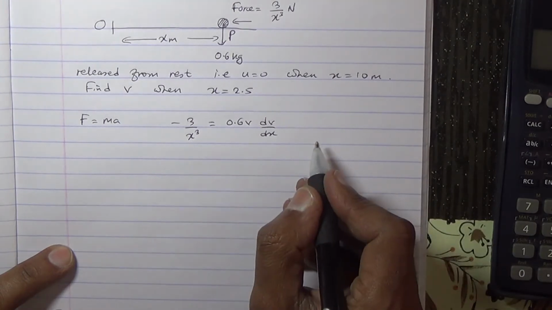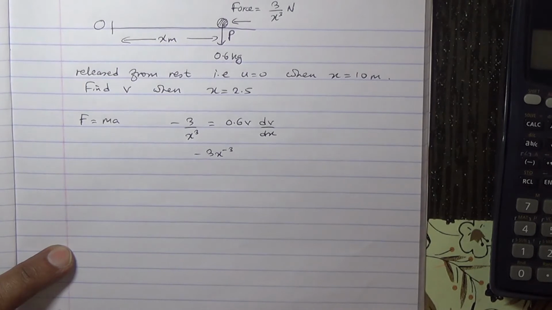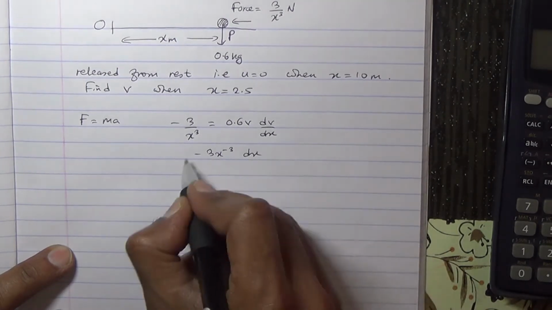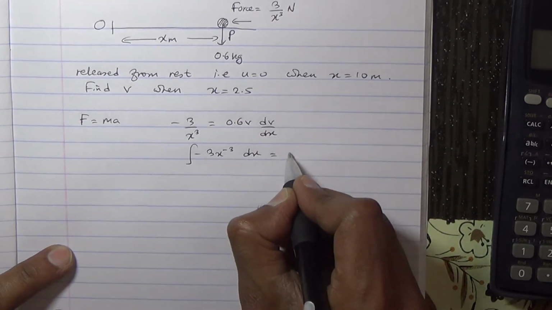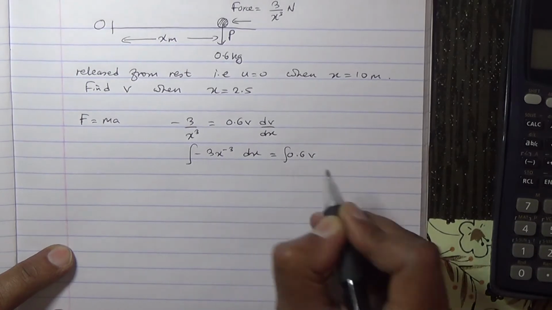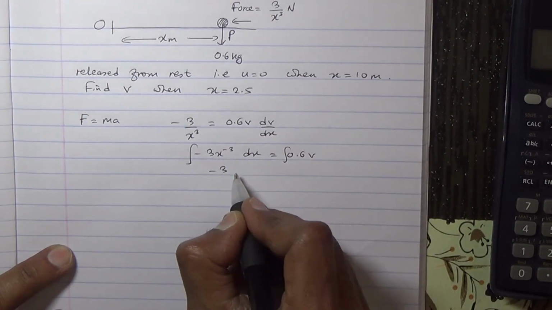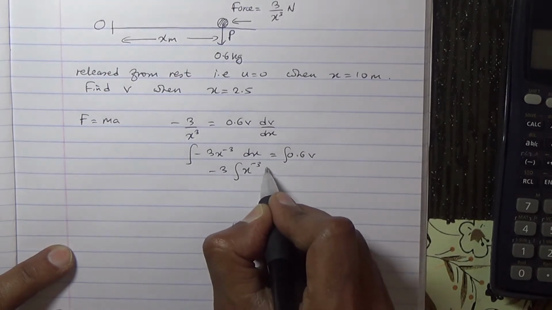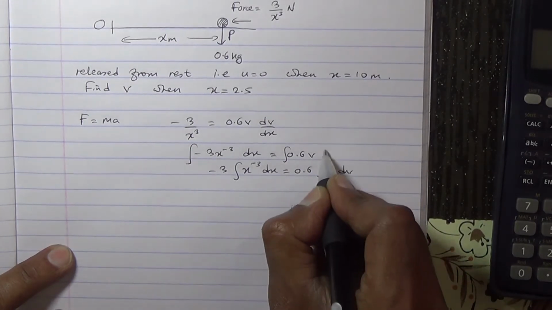Now we can separate the variables, and I can say minus 3 x to the power minus 3 dx, and you have to integrate this whole thing, equal to 0.6 v dv integrated. So that means I've got minus 3 times the integral of x to the minus 3 dx is equal to 0.6 times the integral of v dv.